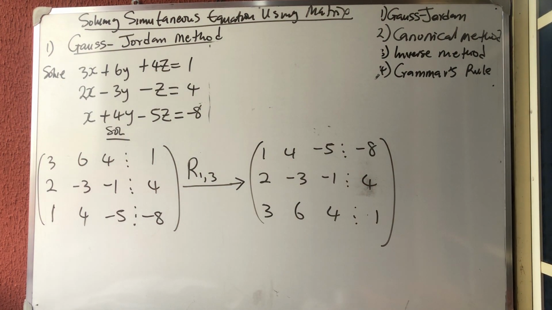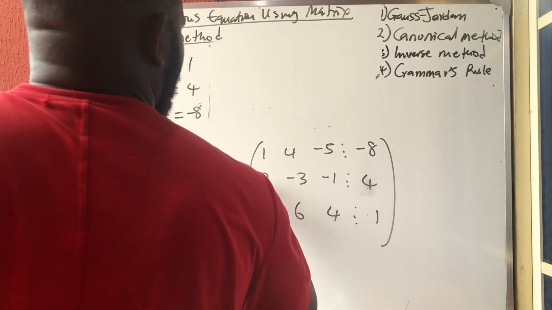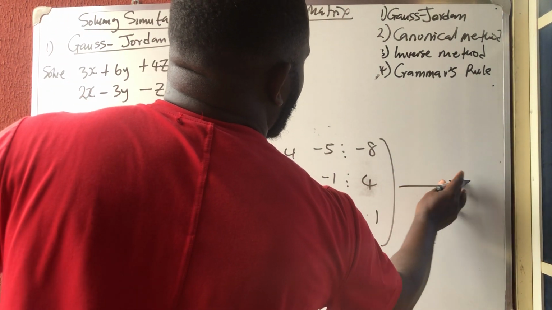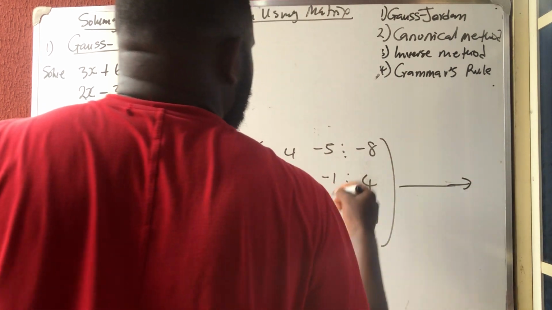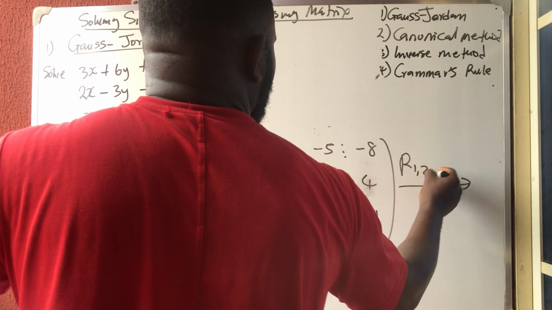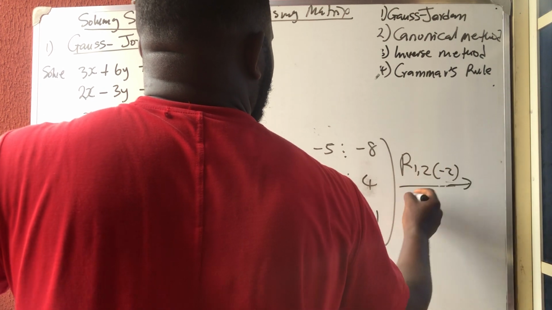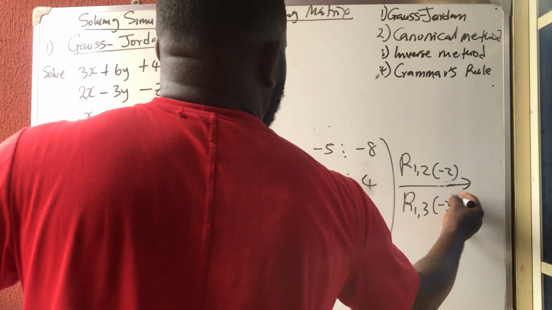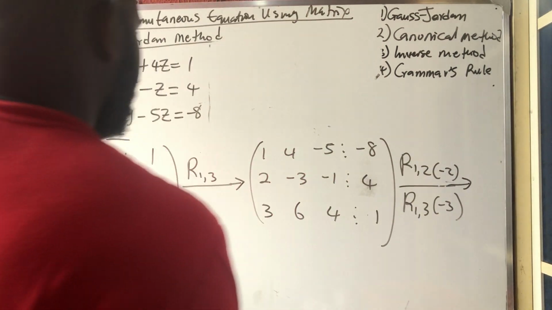So the next thing I need to do is I want here to be 0. In fact, I want everything under this one to be 0. So what do you do to make it 0? I'll make it 0 by saying multiply row 1 and add to row 2 by minus 2, and then multiply row 1 and add to row 3 by minus 3. That is what will give me 0 there.